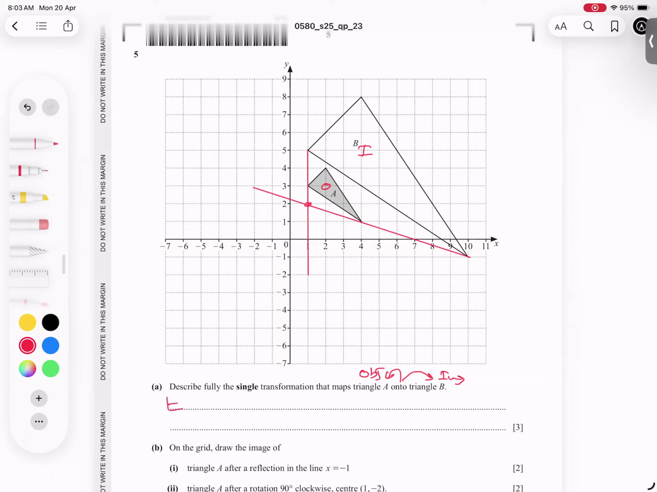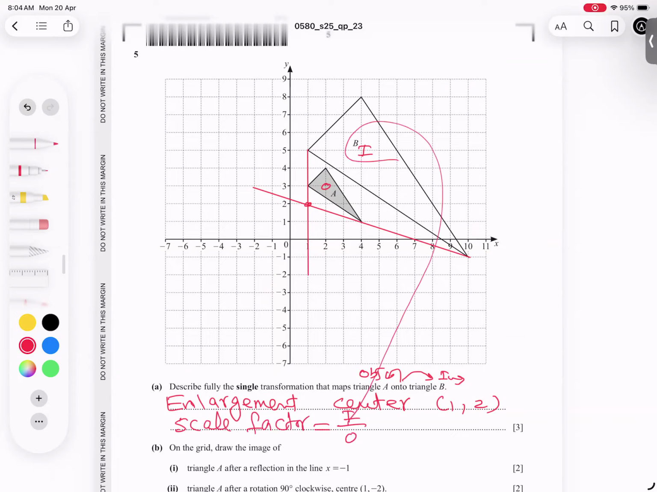The first mark is for enlargement. The second mark is for the center, and the center is what? X is 1, Y is 2, so (1, 2). And this is clear. And the scale factor of the enlargement is what? The formula is image size divided by object size.